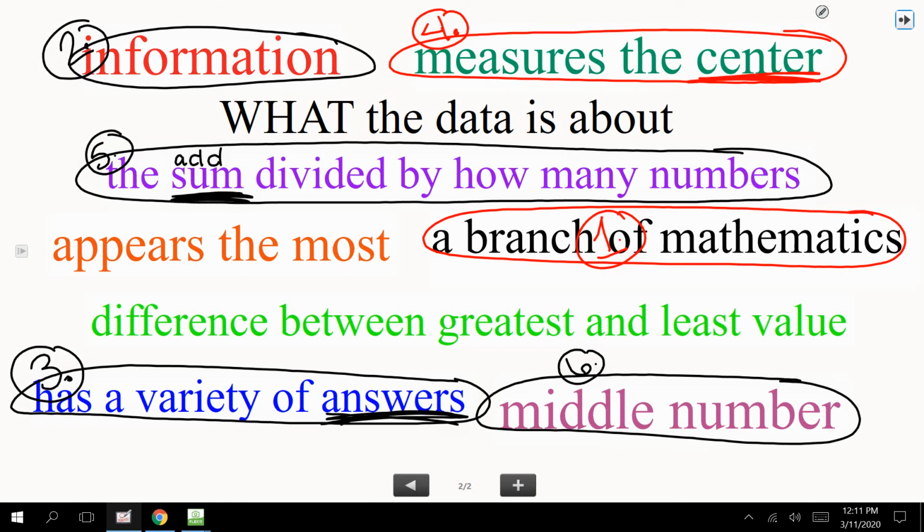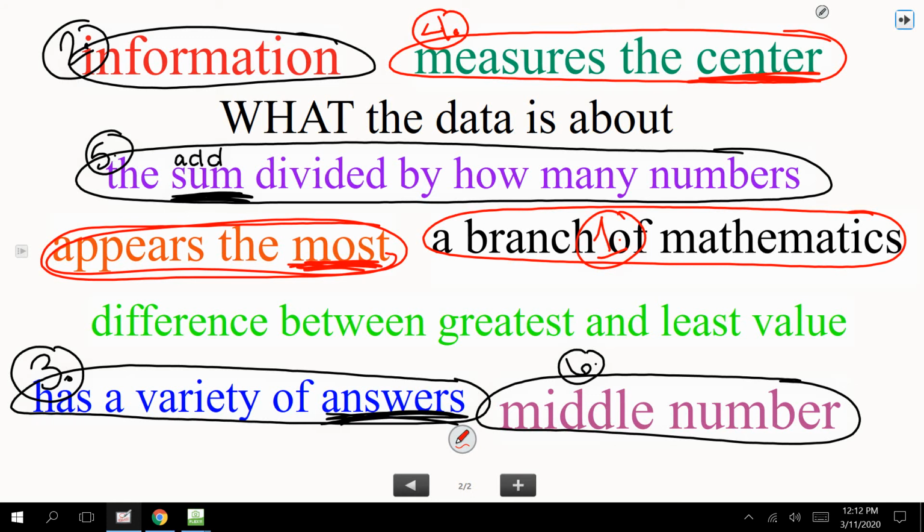Okay. Number 7 says the mode. Which one is the mode? Morgan? The mode. Which of those definitions? The one that appears the most. Mode and most. All right, so the mode is the one that appears the most. And that was number 7.